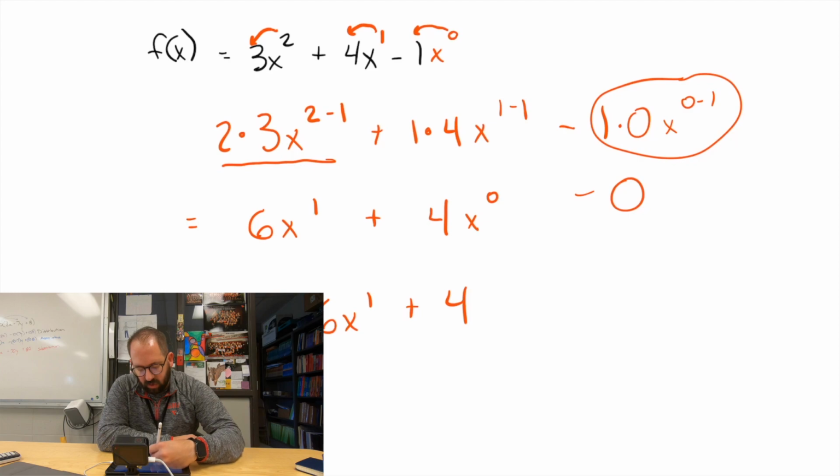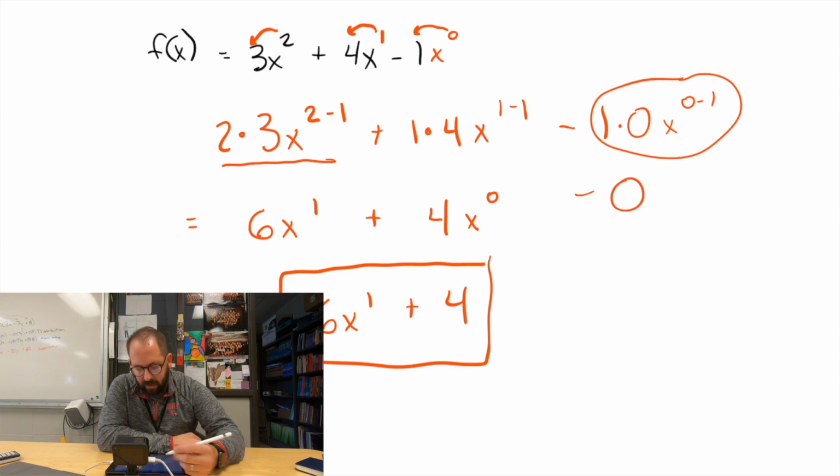Any term that's to the 0 power just kind of goes away. It turns into a 1. So this is the answer. This is what I'm looking for. That's the slope for this function at any moment.